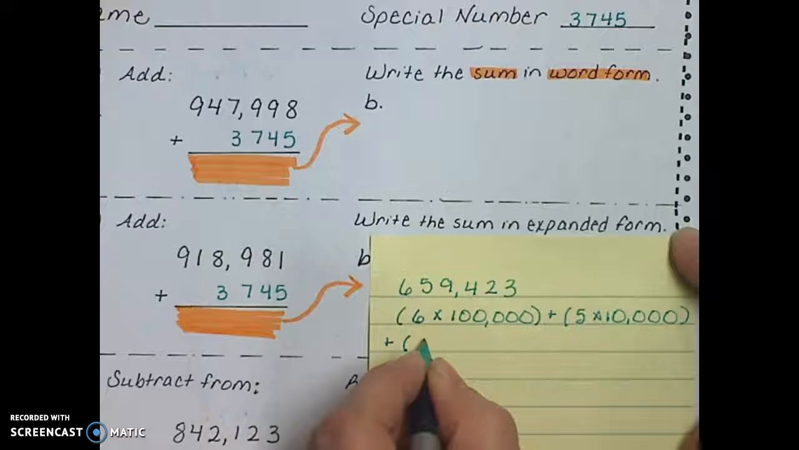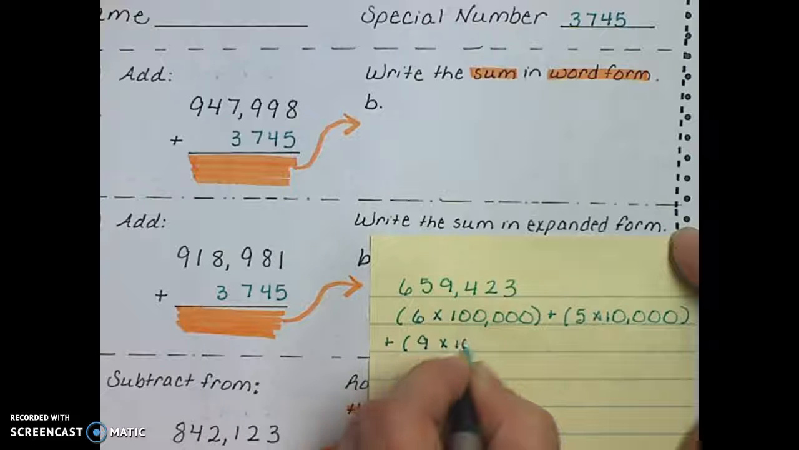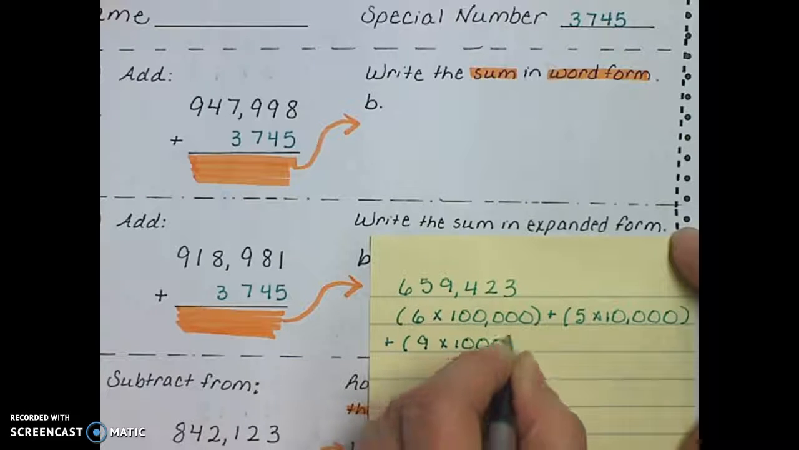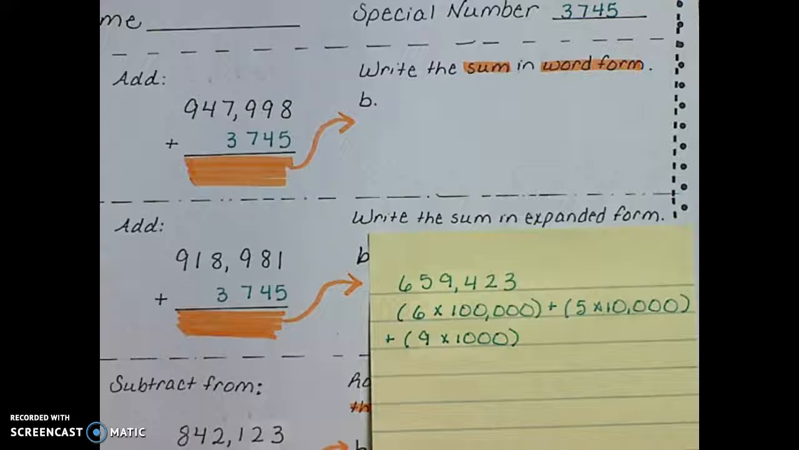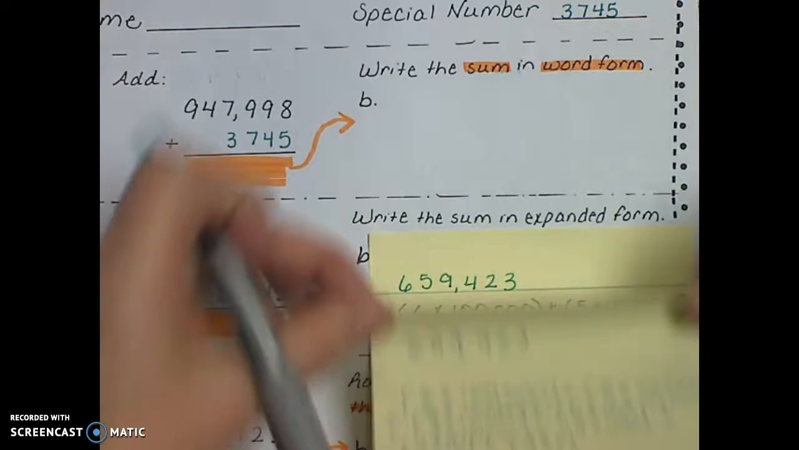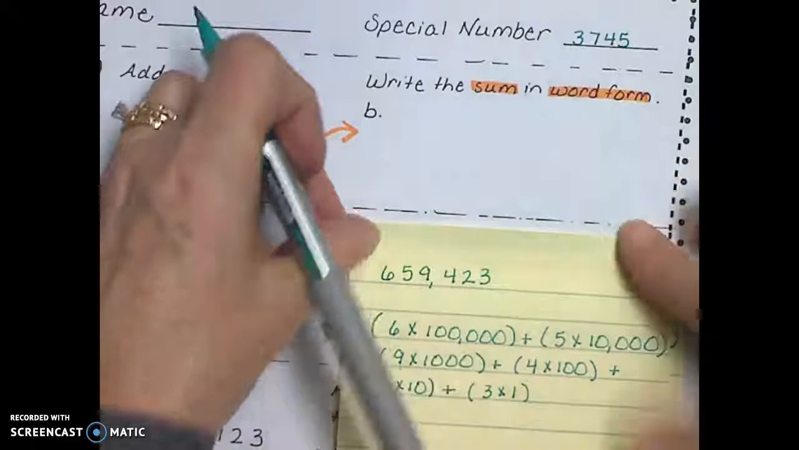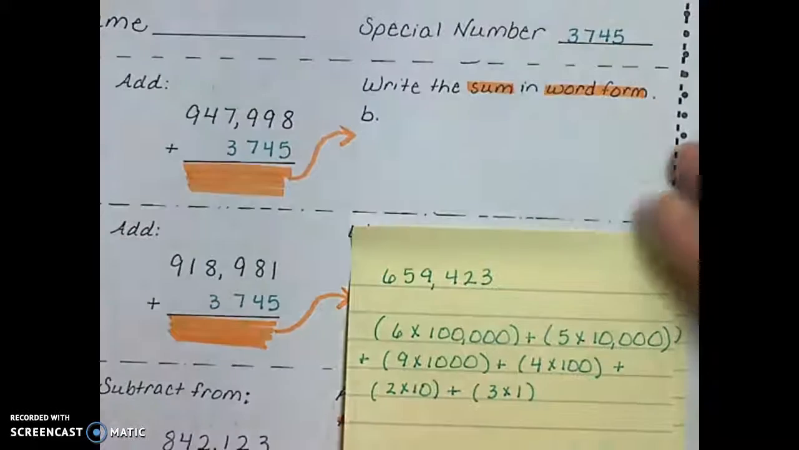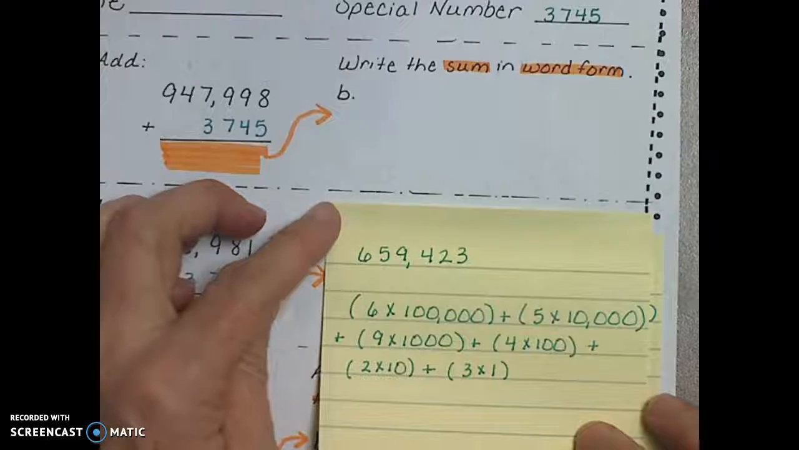The next number is a 9, and it's in the 1,000s. Alright, and you just continue on with it until you get to the bottom of the number, all the way down to the ones place. That's the expanded form that we need to do.